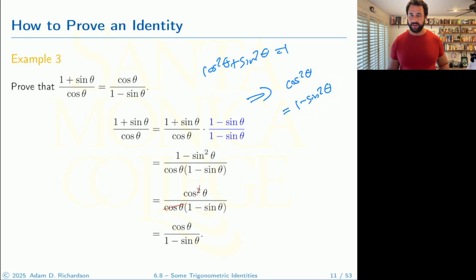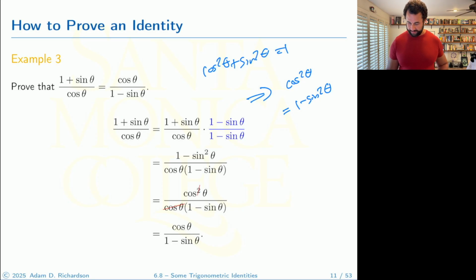So we get that right there. 1 minus sine squared theta is equal to cosine squared theta, and that's how we're going from there to there. Now, because we have two factors of cosine theta up here and one factor down here, we can cancel one of them. And then we're left with cosine theta over 1 minus sine of theta. And that is exactly what we wanted to prove, right? We wanted to prove that this side was equal to this. And that is what this chain of true equalities shows. It shows that this is equal to that. And that was the goal.